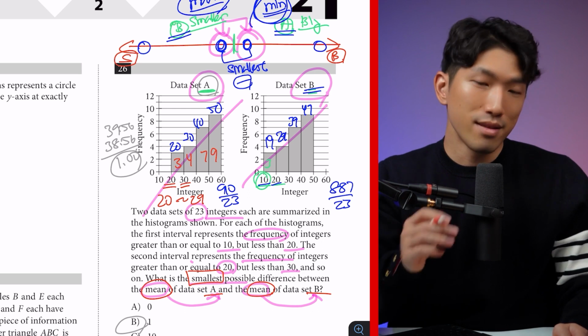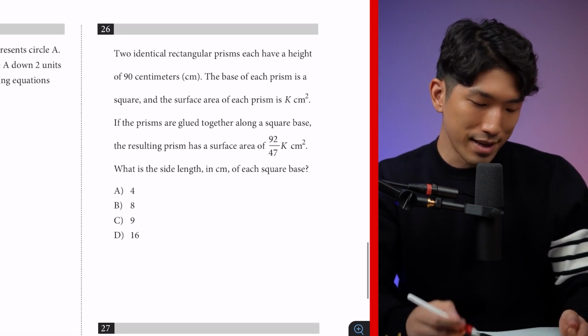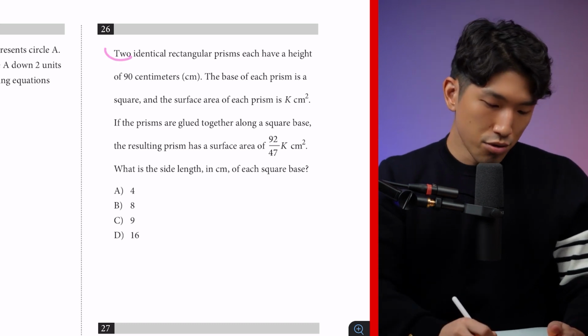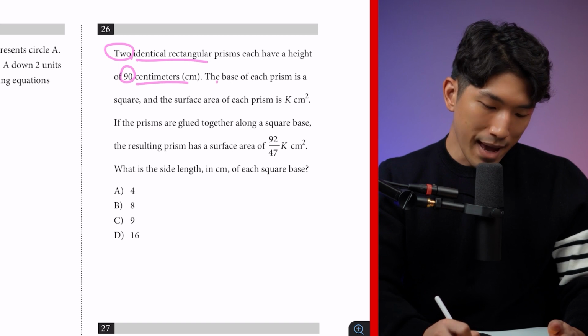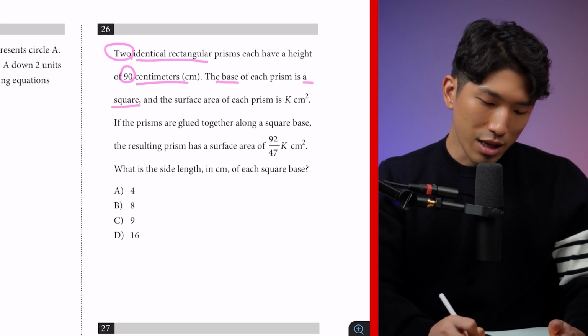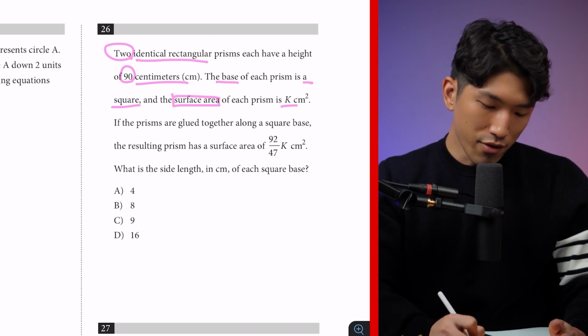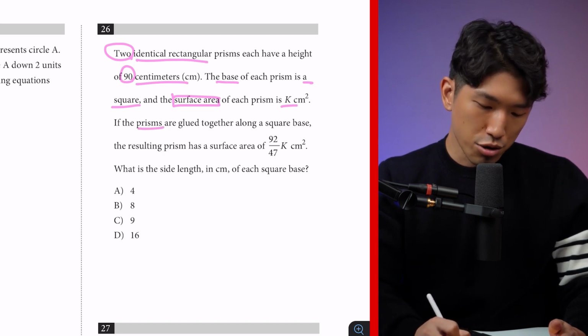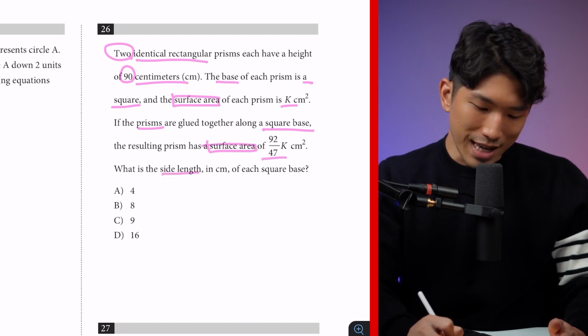And last but not least, let's go to one of the hardest questions I have ever seen on the SAT in the past 10, 11 years. So the question says, two identical rectangular prisms have a height of 90 centimeters each. The base of each prism is a square, and the surface area of each prism is going to be k centimeters squared. If the prisms are glued together along the square base, the resulting prism has a surface area of that much right there. What's the side length in centimeters of each square base?